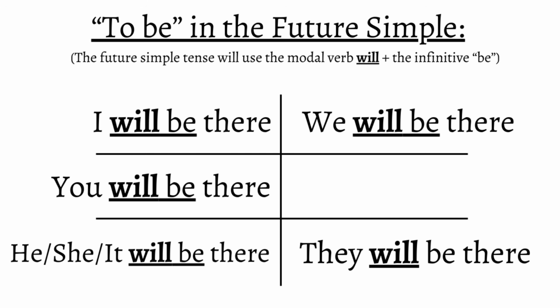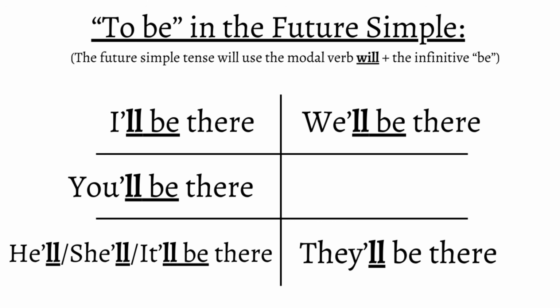In the future simple, the infinitive of be can be used with will. I will be there. You will be there. He, she, it will be there. We will be there. And they will be there. With contractions, it will look like this.